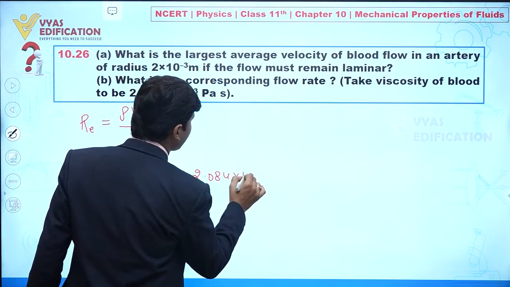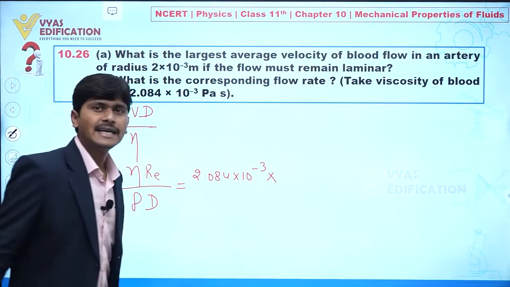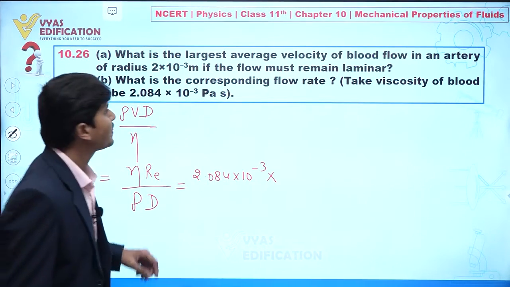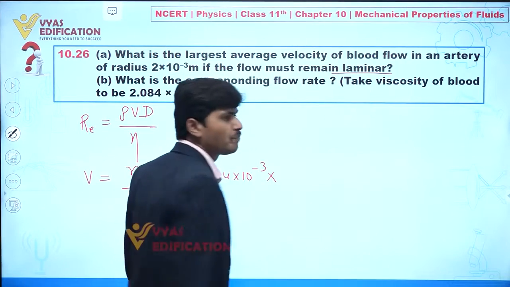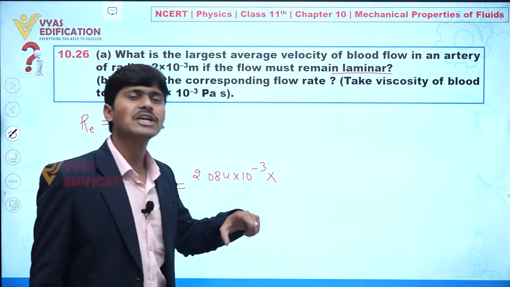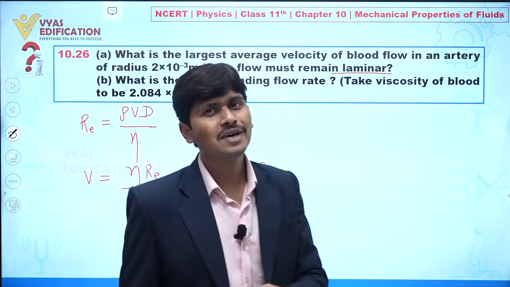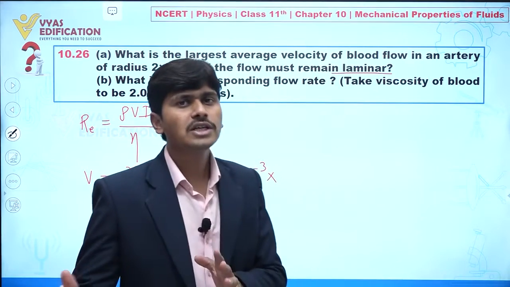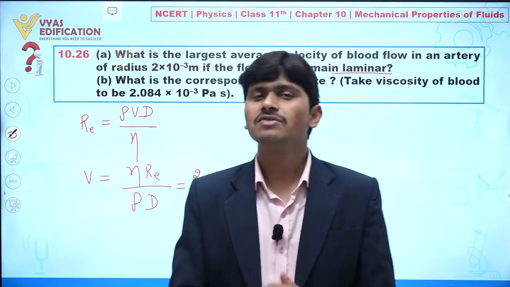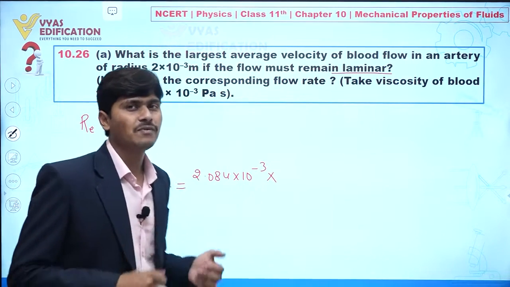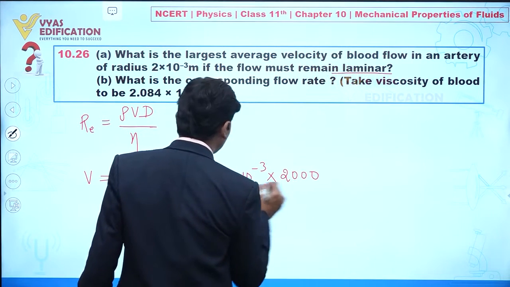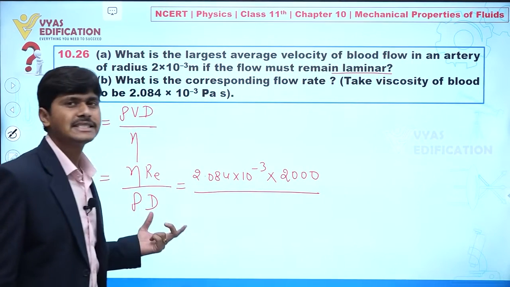Now it is given to you the viscosity of blood is 2.084 into 10 to the power minus 3, clear? And it is multiplied with the Reynolds number. Because it is given that the flow must remain laminar, if we are getting a Reynolds number less than or equal to 2000, we can say the flow is laminar. 2000 to 3000 we have a transition state, and above 3000 we have turbulent flow, clear? So I am writing here the Reynolds number value equal to 2000, divided by density, clear?